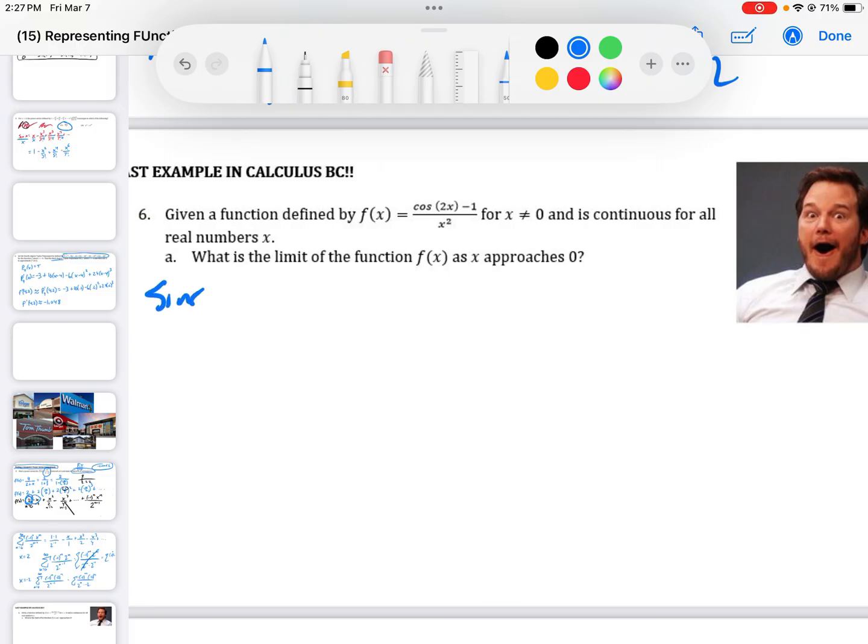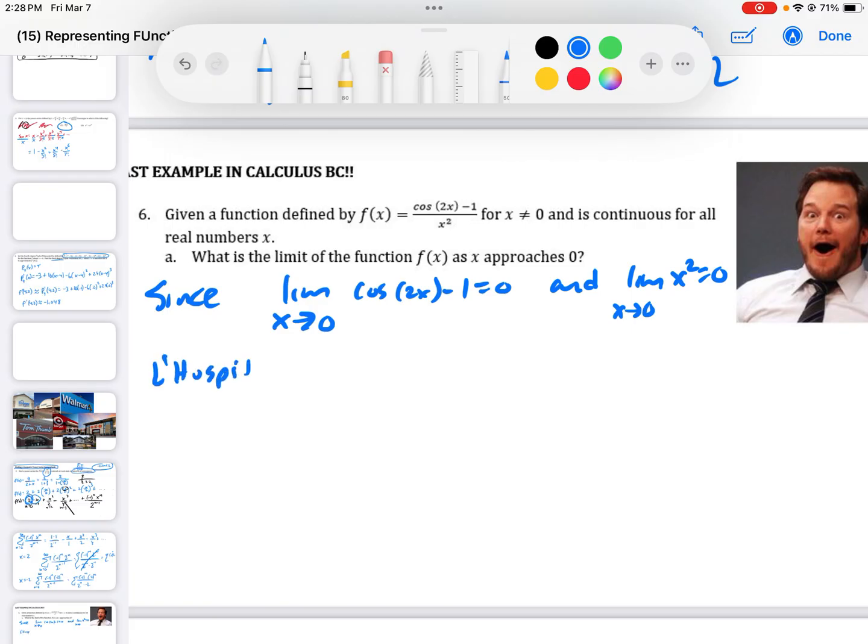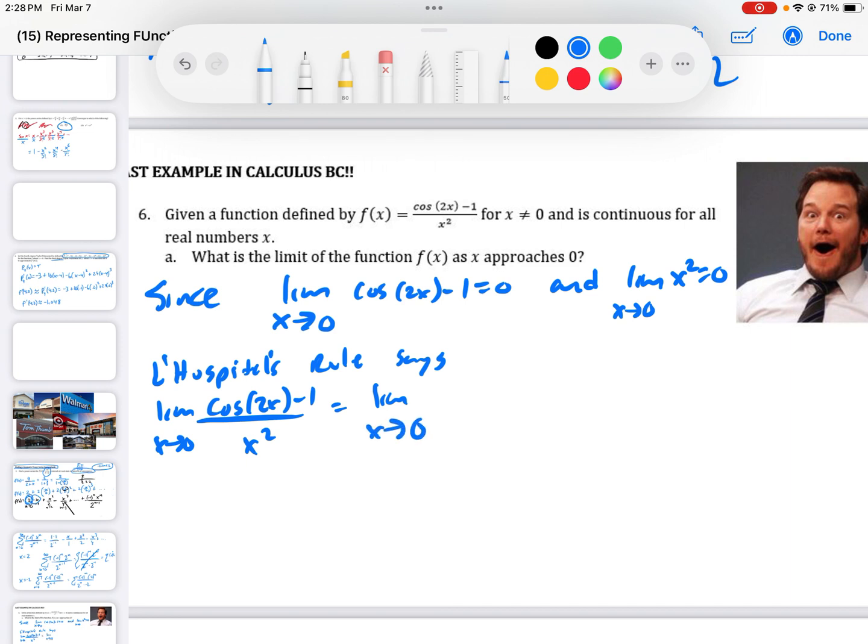If you're applying L'Hopital's rule, I would say, since the limit as x approaches 0 of cosine of 2x minus 1 is equal to 0, and separately, the limit as x approaches 0 of x squared is 0, then L'Hopital's rule, or L'Hopital's theorem, says the limit as x goes to 0 of cosine 2x minus 1 over x squared is equal to the limit as x goes to 0 of the derivatives.